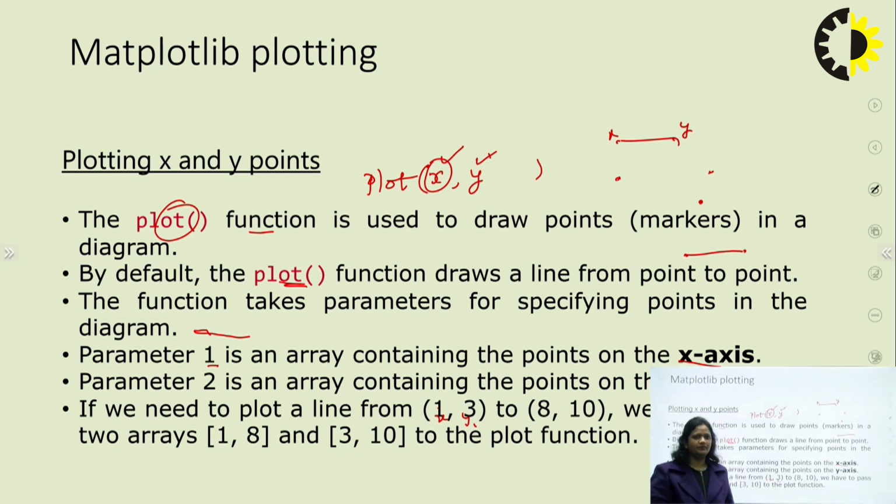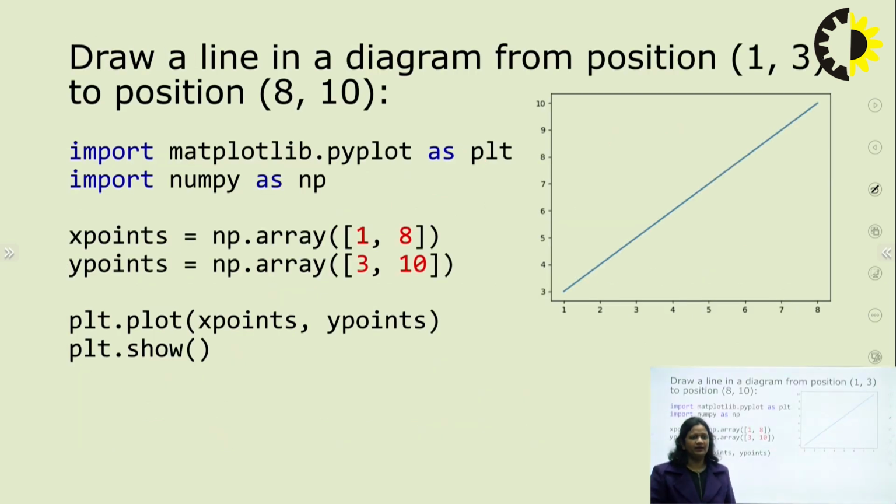Okay. So let us take an example to understand the whole concept, or how to draw a graph in Python programming. Okay. So first we are going to take an example: draw a line in a diagram from position 1, 3 to position 8, 10. Okay. We have to draw a line from position 1, 3 to the position 8, 10. Okay. So we have to draw a line.